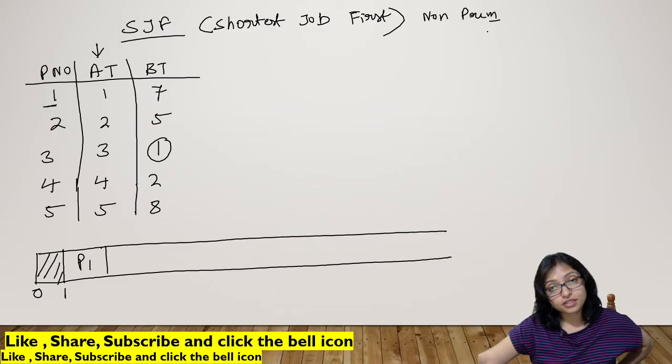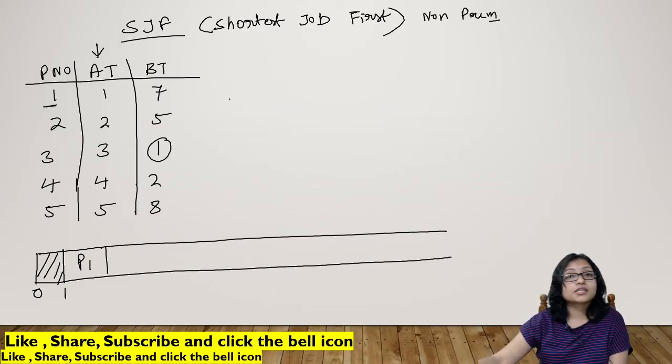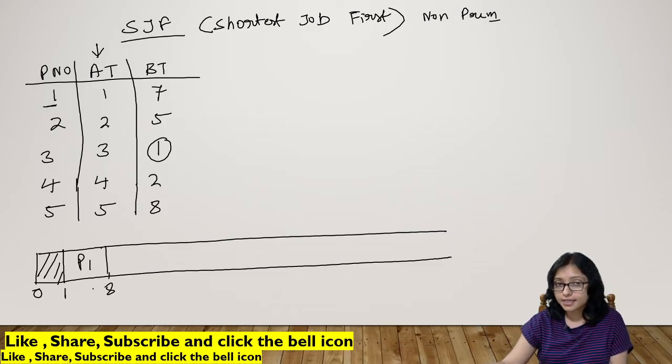Another version of SJF is there where the preemption is going on, but this is non-preemptive. Another version of SJF, which I am coming to later, is SRTF, shortest remaining time first, or preemptive shortest job first. So here, whenever P1 gets the chance, it will complete its task till 8.